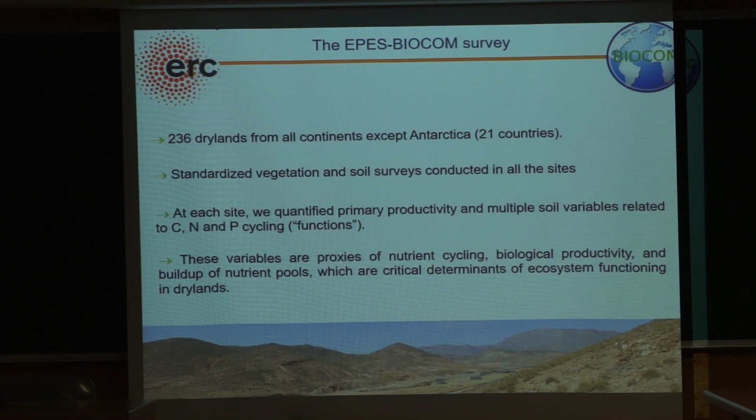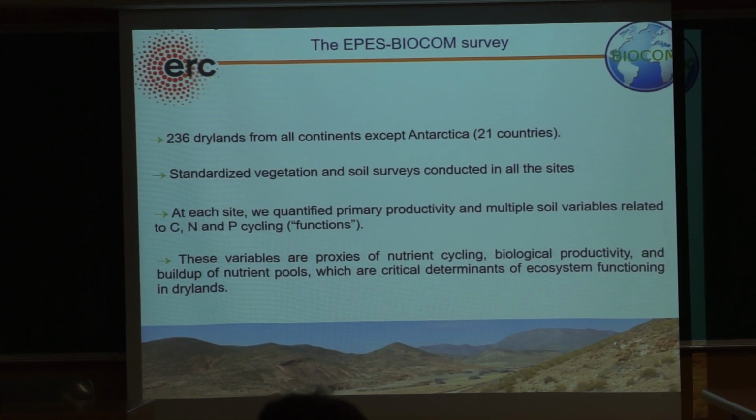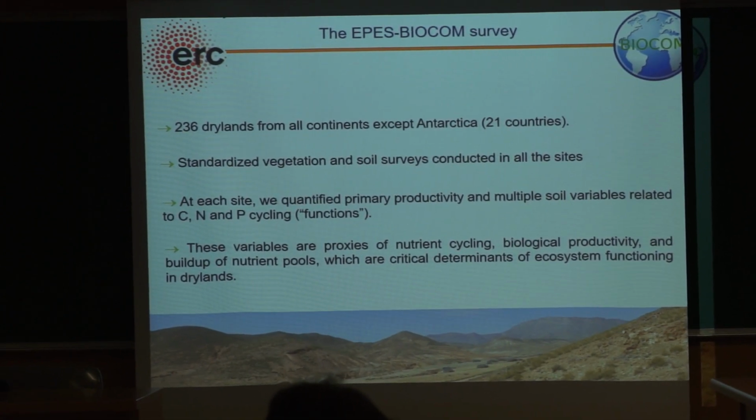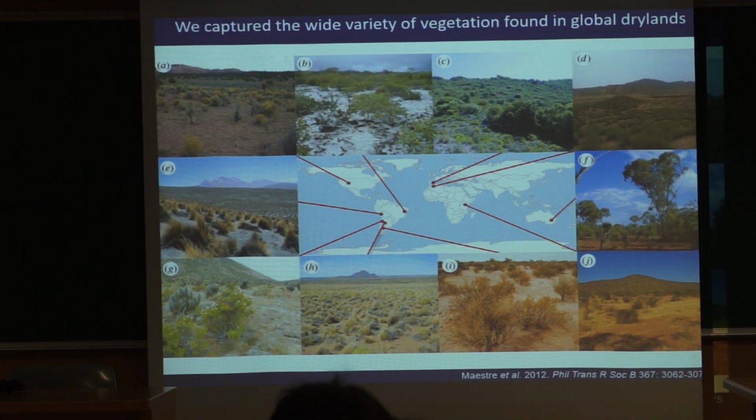We are focusing on these variables because they are good proxies of nitrogen cycling and biological productivity, and they are also commonly used as surrogates of supporting ecosystem services, which are important variables that we are ultimately interested in and that can define overall ecosystem functioning. So this is really a very nice data set.